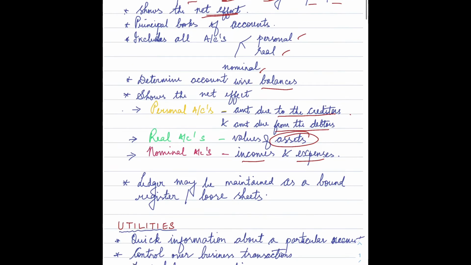Ledger may be maintained either as a bound notebook or a bound register, or if the transactions are voluminous and the size of the business is also big, so that per day transactions will be plenty, even one day itself will have many transactions, they cannot keep maintaining several bound books. So what do they do? They can adopt a system of maintaining loose leaf ledgers, with just a spiral binding.